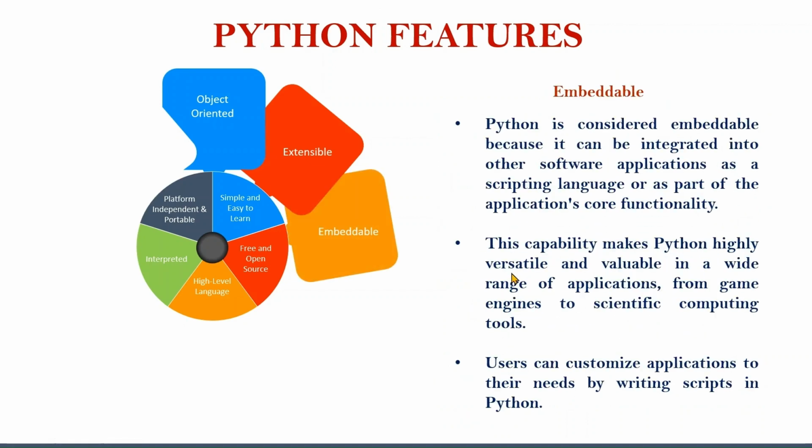Now coming to the next feature, which is embeddable. Now, can Python code be embedded into other applications? Because we are going with scientific computing, numerical computing, then we can go for automation, then artificial intelligence. We are going for data analysis in some applications, right? So Python is considered embeddable because it can be integrated into other software applications as a scripting language or as part of an application's core functionality.